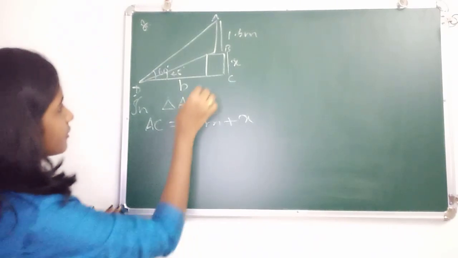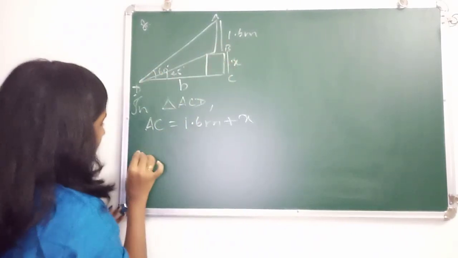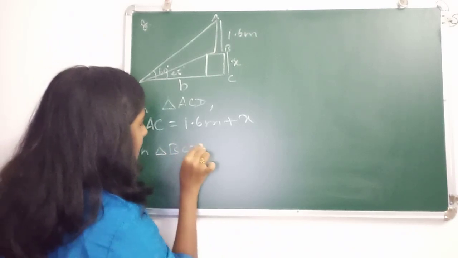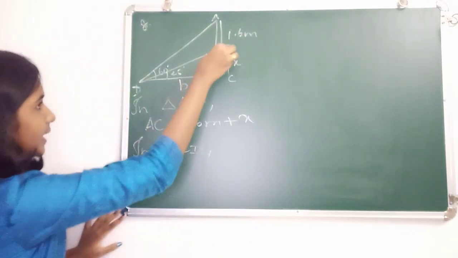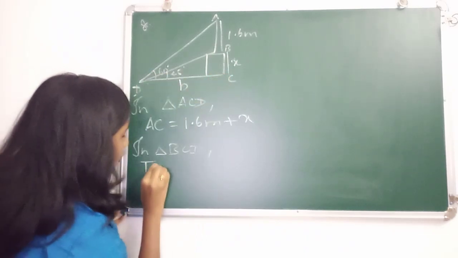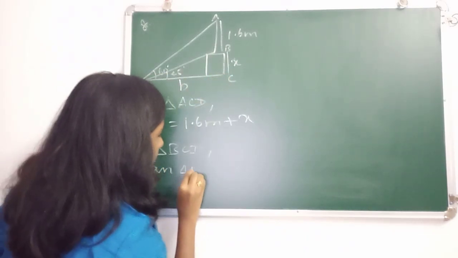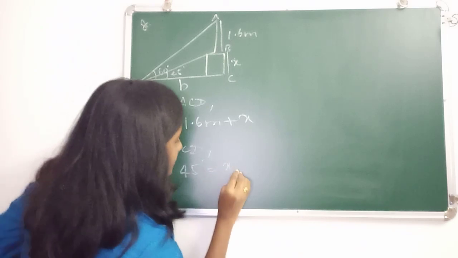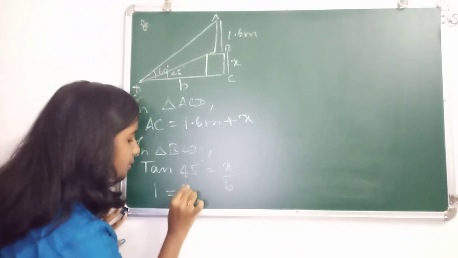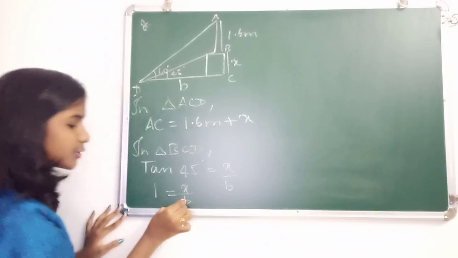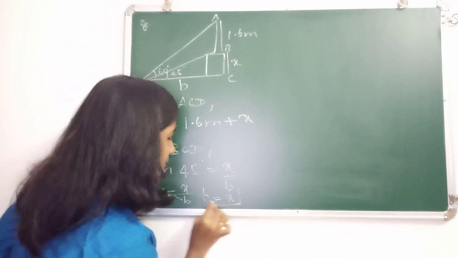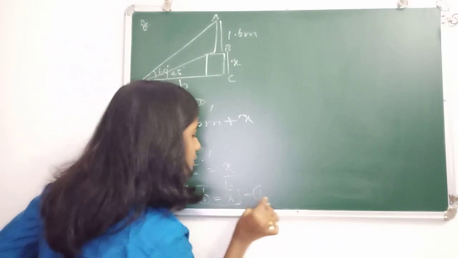And now in triangle BCD, we get x by B, that is tan 45 is equal to x by B. And tan 45 is 1, so 1 is equal to x by B. If we bring this B here, we get B to be equal to x. And we can name it as equation 1.